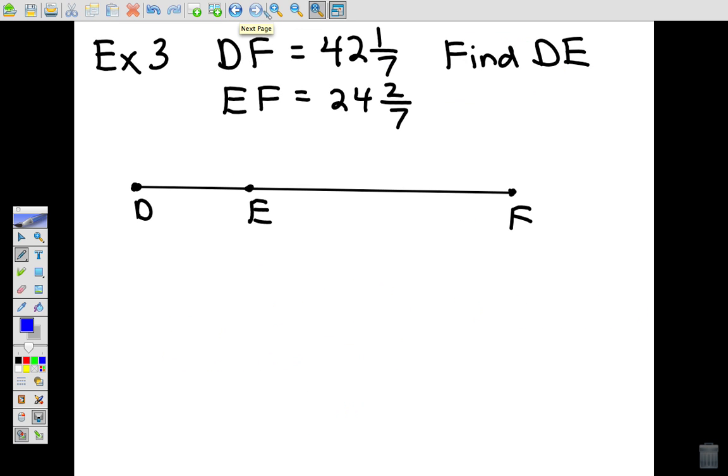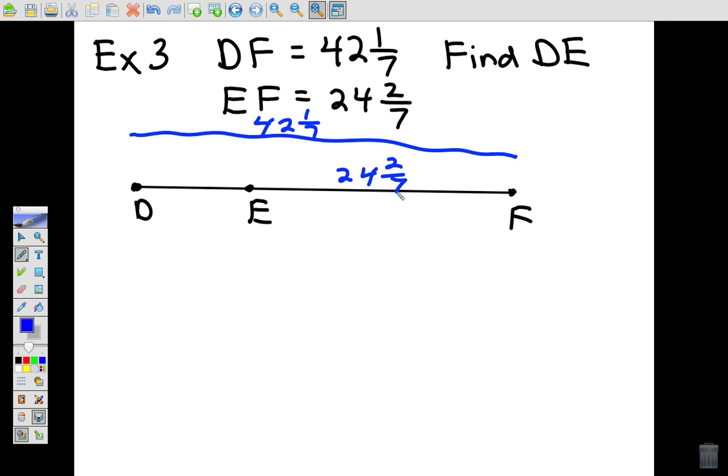All right, now here, the whole length, the whole thing, is 42 1/7. So now, since we're given the length of the whole thing, automatically I'm thinking, all right, we're going to subtract to find this answer. Well, let's make sure. From E to F is 24 2/7. We want to find from D to E, this length. So we're going to subtract. So take the 42 1/7 minus the 24 2/7.